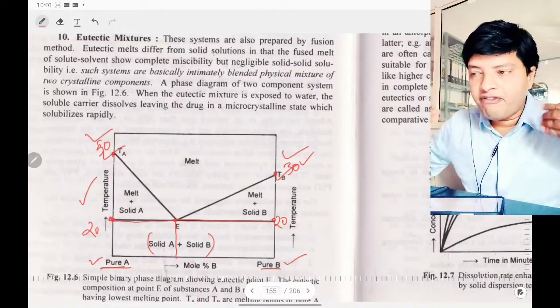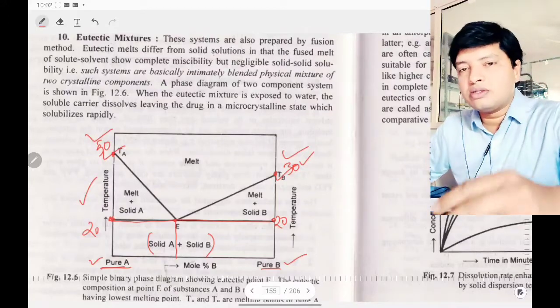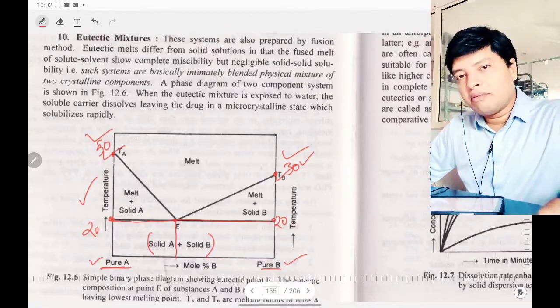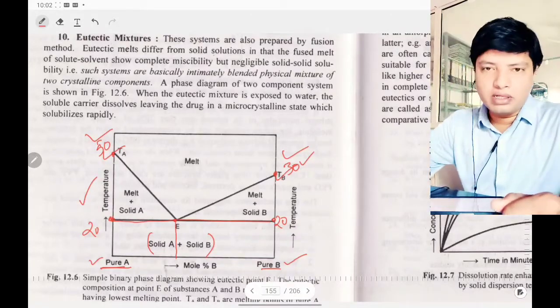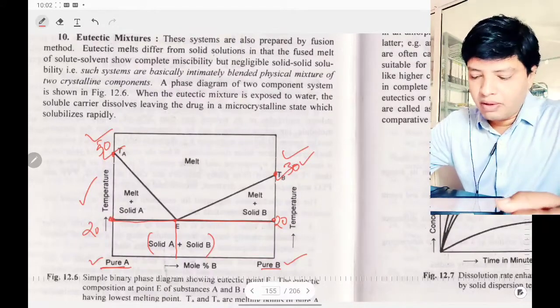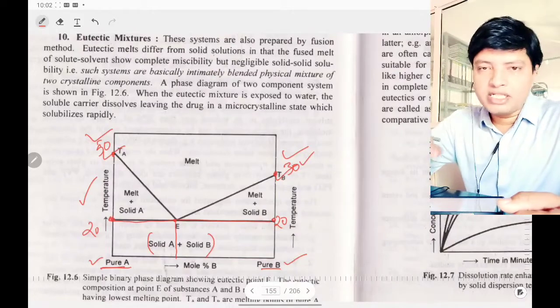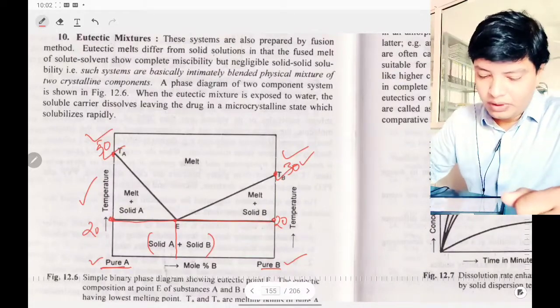So the liquid form of the drug means it is in molecular form. When you add this to a solvent like water, what happens? Because they are already in molecular form, they will solubilize more readily compared to the solid forms. So you can use this eutectic mixture formation for increasing the solubility.